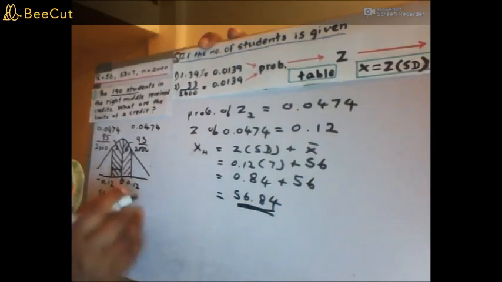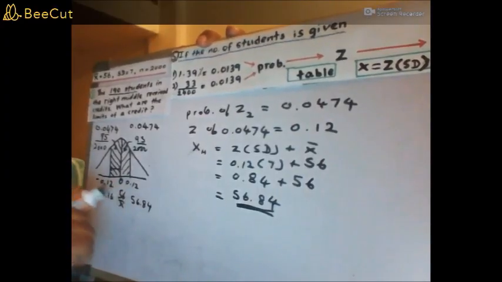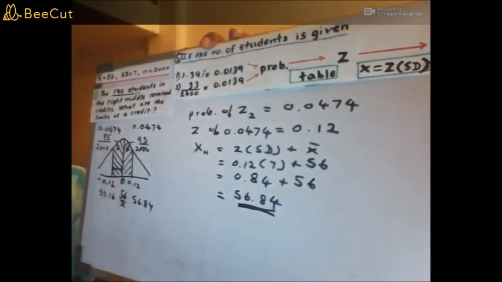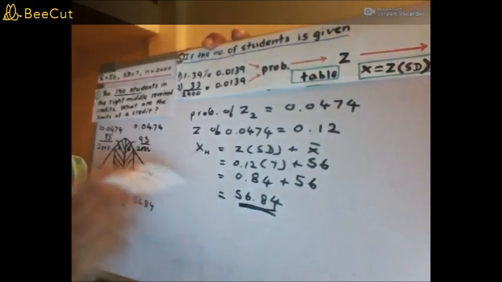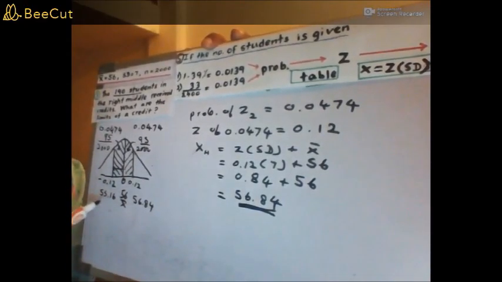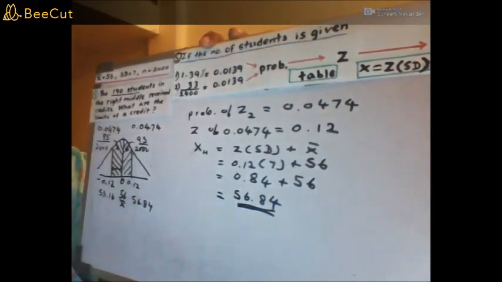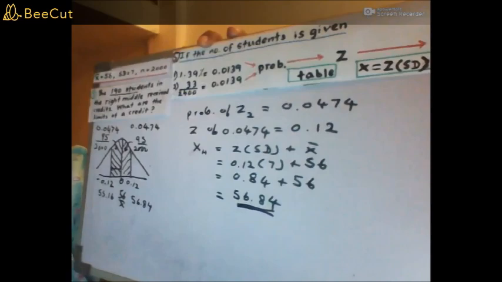Now I erased this, but you can put the equal sign and write underneath. So these are the two limits of the credit passes. The two limits of a credit pass are 55.16 and 56.84. Those who scored between those two limits got credit passes.